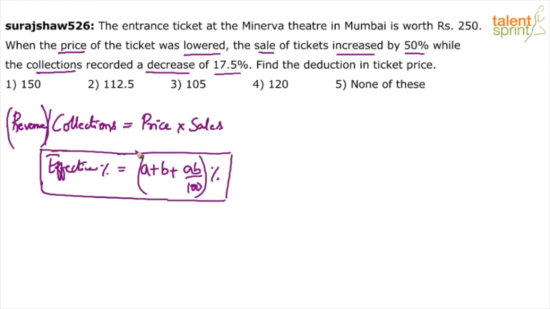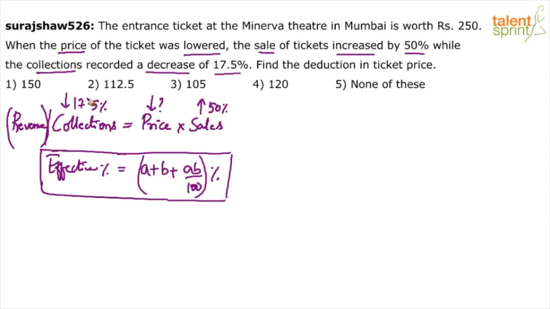Now here, the overall effect of change in price and change in sales will be the effect on revenue. So basically, if you see, the price of the ticket was lowered. By how much is not given. The sales of tickets increased by 50%. By what percentage the price was lowered is not known to us. It's still a question mark, but it was lowered. And because the price was lowered, sale increased by 50%, while the collections recorded a decrease of 17.5%. There was a decrease of 17.5% in the revenue.